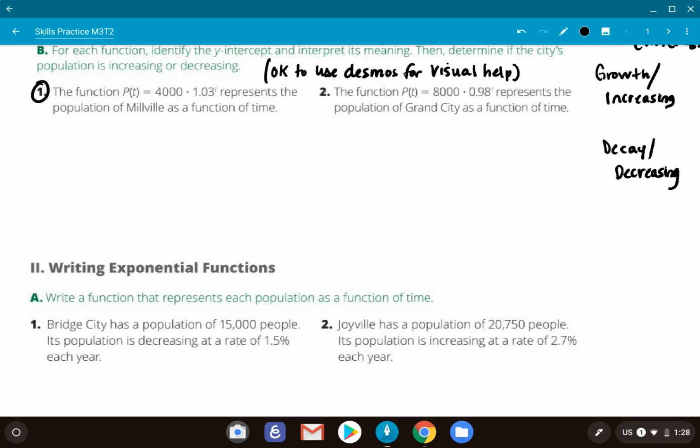So we have the city function, population over time, is equal to 4,000 times 1.03 to the t power. It represents the population of Millville as a function of time. So let's go ahead and look at what it would look like on a graph. And I'm just going to graph this on Desmos. So 4,000 times 1.03 to the t power.